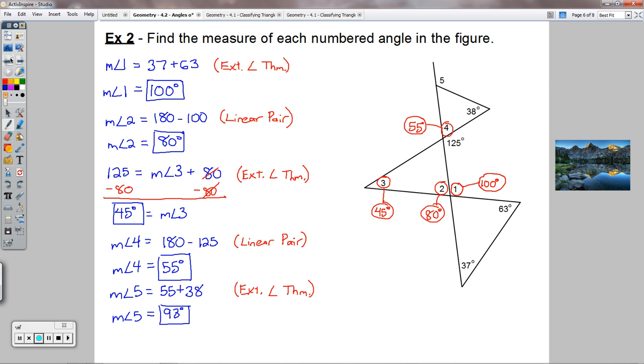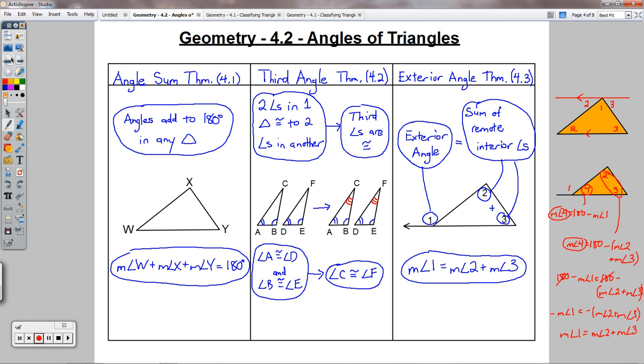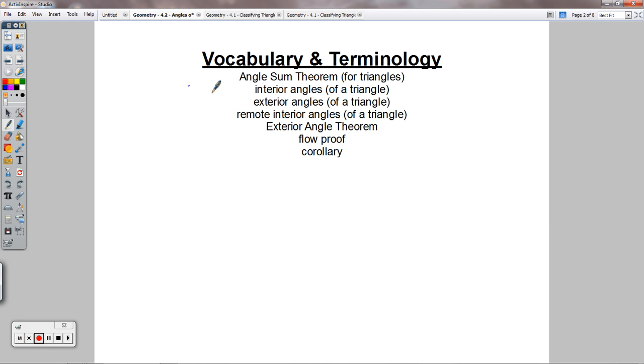So that does it for this lesson. I hope you have a great day. As always, make sure you use extra examples in your book. Make sure you know these terms and these theorems, how they work. Make sure you understand how to use them in the context of problems like we did.